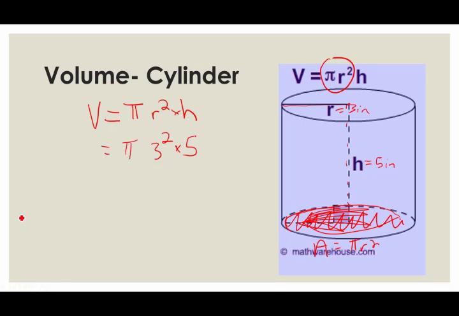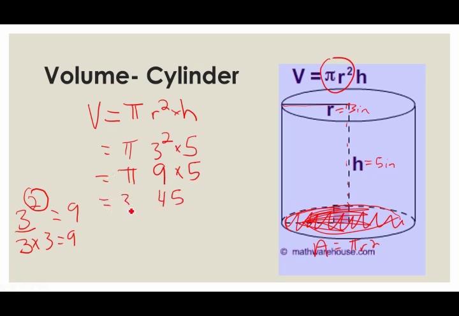So 3 squared, I'll do 3 squared down here. 3 squared just means this number 3, we multiply it 2 times. So we have 3 times 3 is 9. So 3 squared is just equal to 9. So this is 9 here, and we have 5 pi. And 9 times 5 is 45, and we know pi really is 3.14.